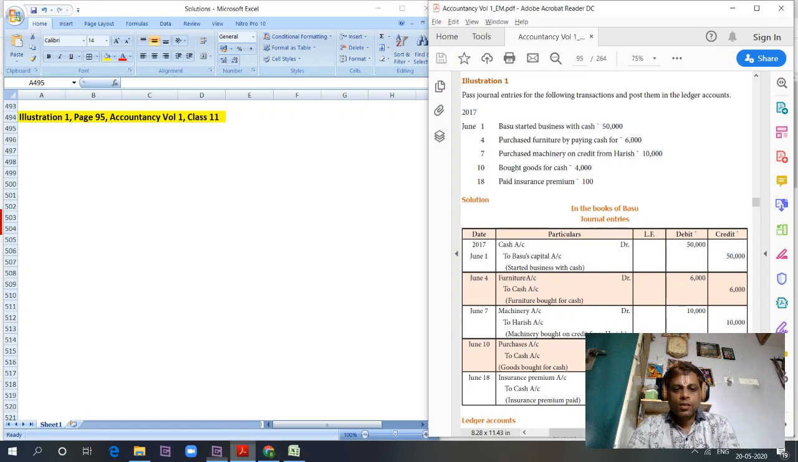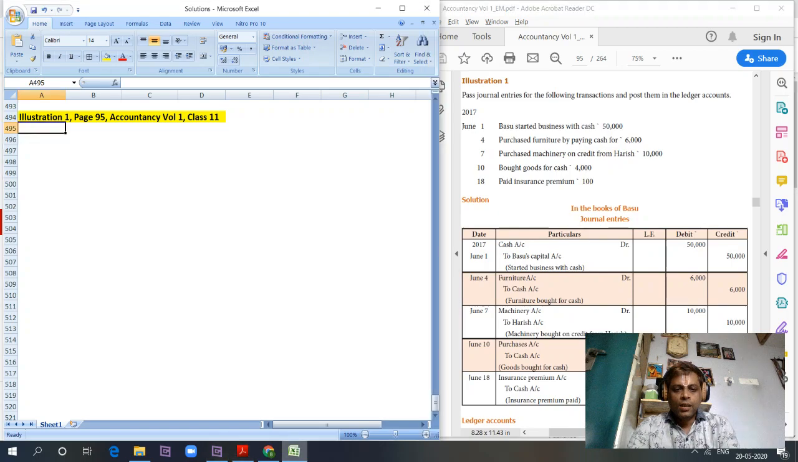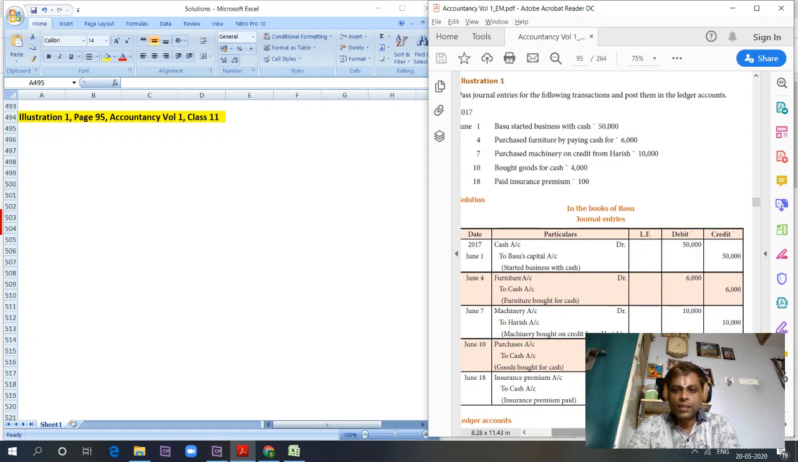Okay, let's try to solve the first illustration here. I'm on page number 95, Accountancy Volume 1, illustration 1. What we are trying to do is pass journal entries for the following transactions and post them in the ledger accounts. So let's pass the journal entries first.